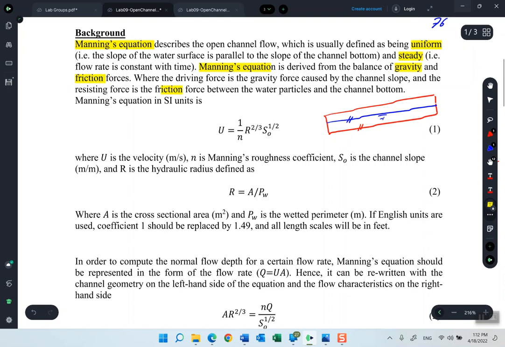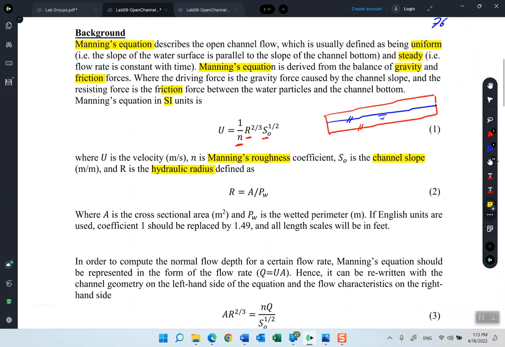Getting back to Manning equation, if we are using the SI units, Manning equation can be written in this form. It's a simple representation of how the water velocity or the flow velocity is calculated based on other parameters. These parameters are n, which is the Manning roughness coefficient, R, which is the hydraulic radius, and finally S naught, which is the channel slope.